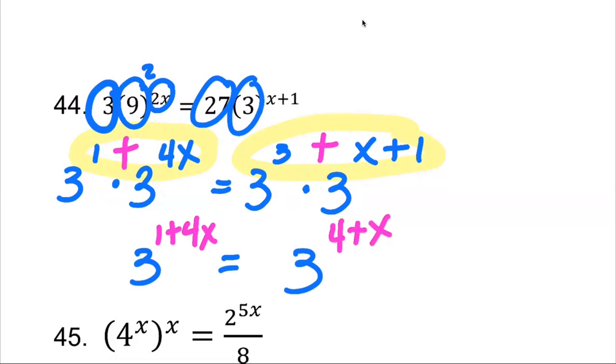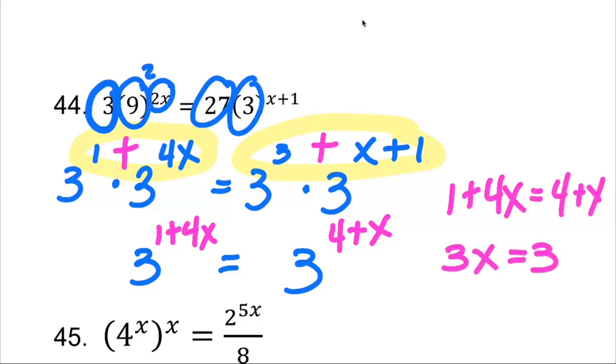So now I'm at the point where I can set the exponents equal to each other. So I can say 1 plus 4x equals 4 plus x. And then if I solve, I get 3x equals 3, so x equals 1.